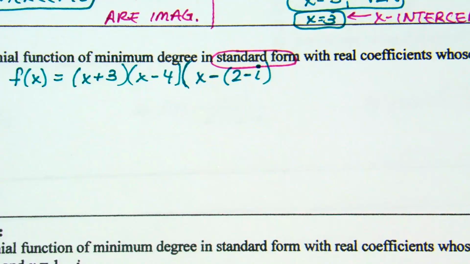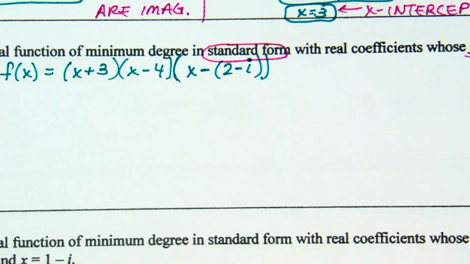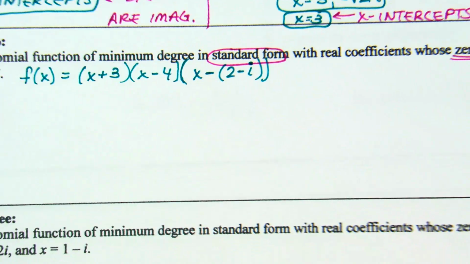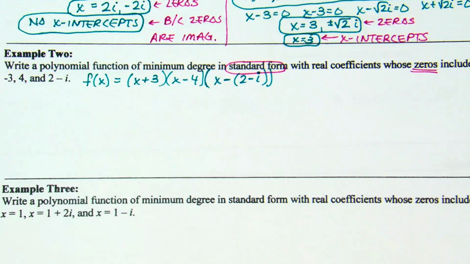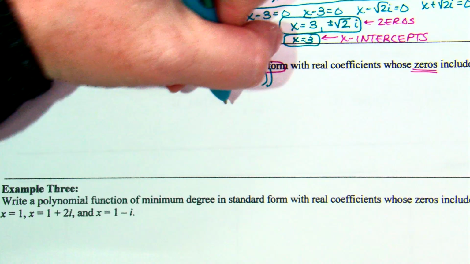Now, I'll be honest, I'm writing this out with 2 sets of parentheses right now just to get everyone in the ballpark. Eventually, I won't write that. But the idea is x minus the quantity 2 minus I. When you go to simplify that so we just have 1 set of parentheses, it's going to be what? X minus 2 plus I. That's what I was trying to get you to say there.